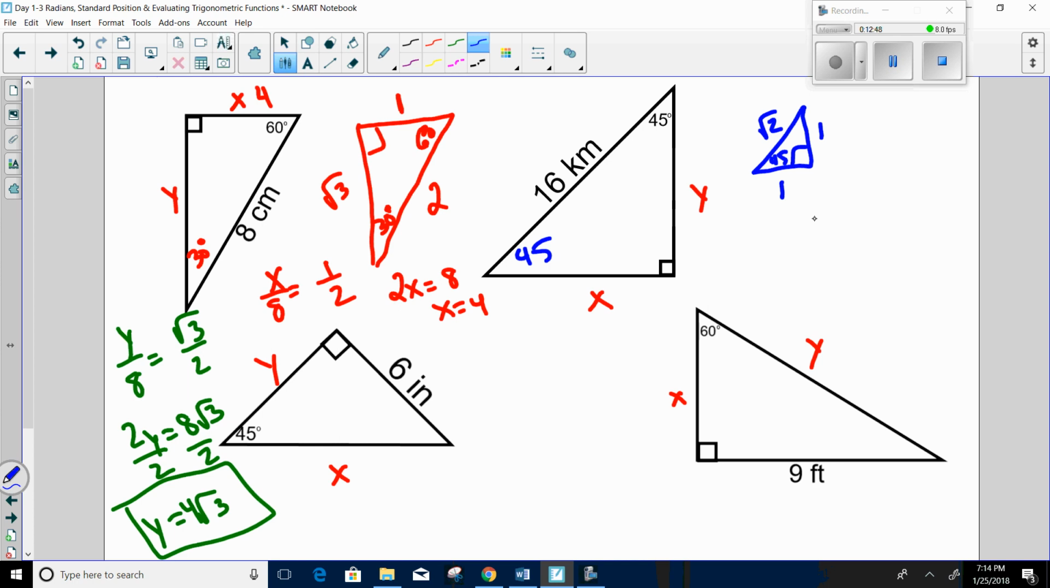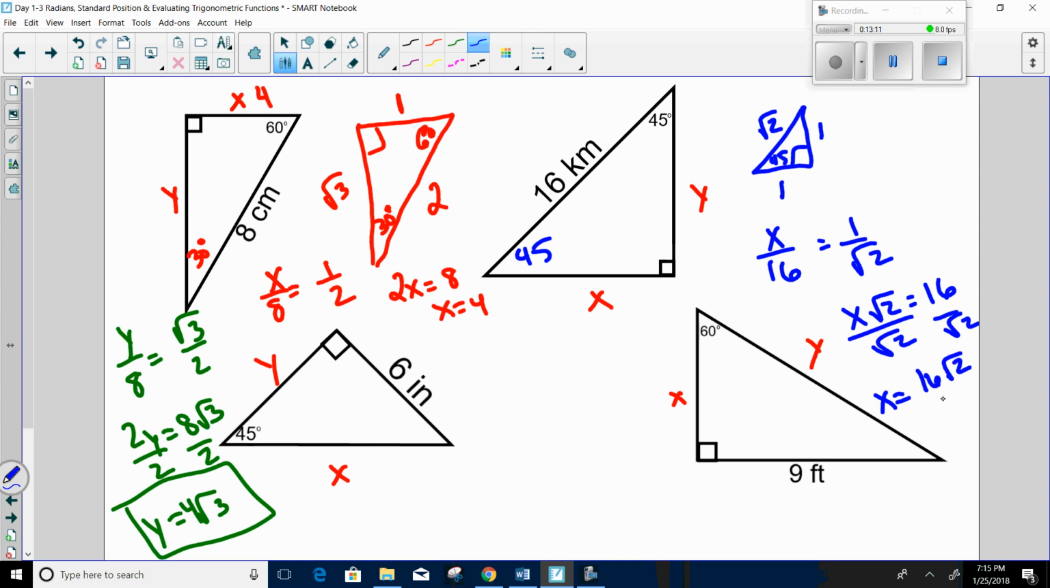So now we set up proportions. We have x over 16. So I have x, because I'm solving for this one, over 16, corresponds to 1 over the square root of 2. Cross multiply and solve. x square root of 2 equals 16. Divide by square root of 2. And then you get x equals 16 divided by square root of 2. But then you need to rationalize that, which is going to become 16 square root of 2 divided by 2. And then reduce the 16 and 2. And you would get x equals 8 square root of 2.